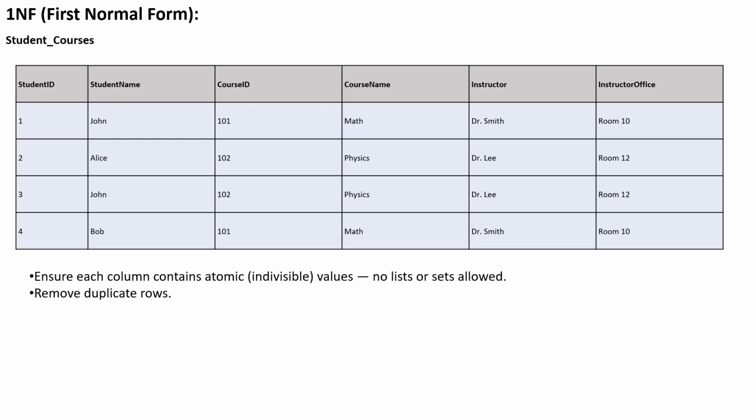The rule for first normal form is each column contains atomic values. No list or set values are allowed. There shouldn't be any duplicate rows. In this case, the student courses table is already in first normal form, since there are no multi-valued columns which contain lists or sets, or any aggregated values. All the columns and rows are unique. There aren't any duplicate values as well. Now let's jump on to second normal form.